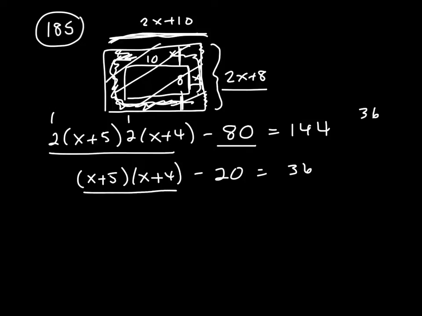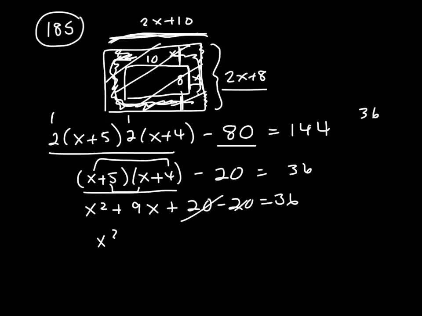Now, let's multiply this out. That's going to give me x squared plus a 5x plus a 4x is a 9x plus a 20. Now, that's nice. Minus 20 equals 36. Of course, these will be gone. I'm left with x squared plus 9x minus 36. This is a quadratic equation. You want to get 0 on one side.